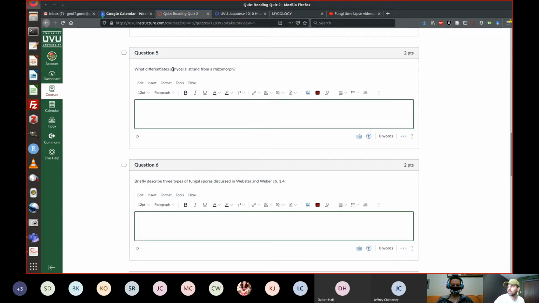Okay, mycelial strand versus rhizomorph. So mycelial strand is basically undifferentiated hyphae, while rhizomorph is more differentiated, it more acts like an organ. Basically. Yeah, acts more like an organ. Cool.